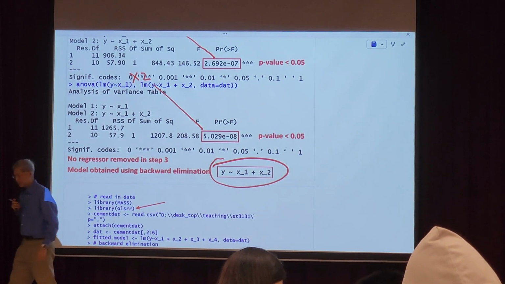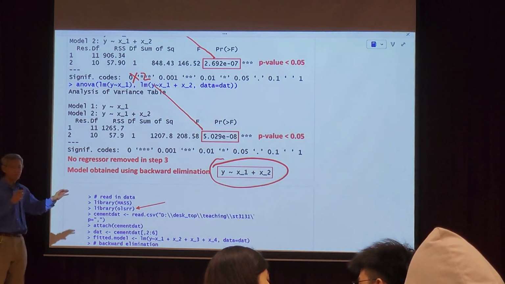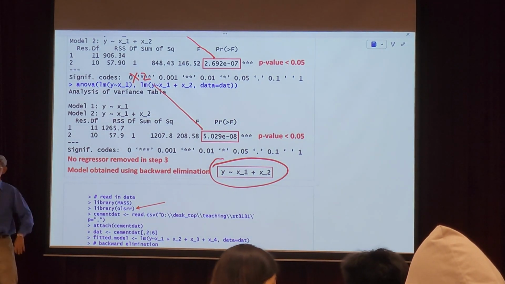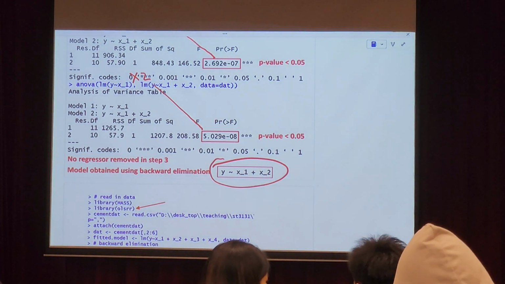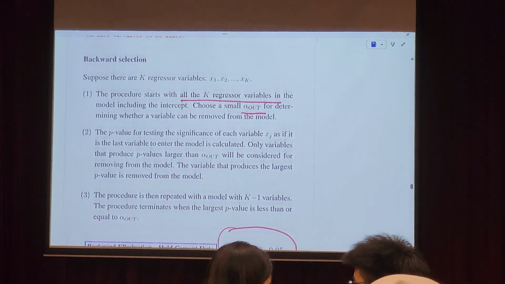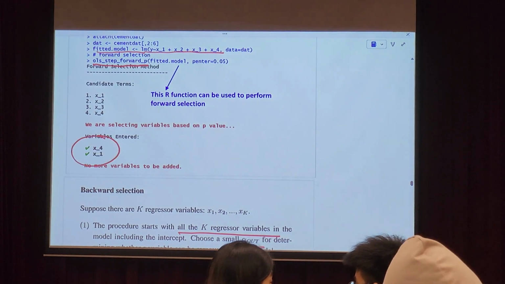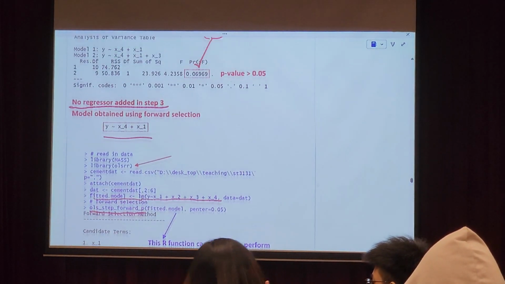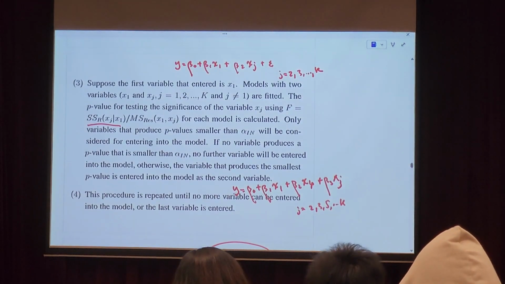You might notice by now that the model that we got using backward elimination is not the same as forward. Here we have x1 and x2. What about here? Here we have x1 and x4. They may not lead to the same answer. But are these two good or not? x1, x4, x1 and x2.